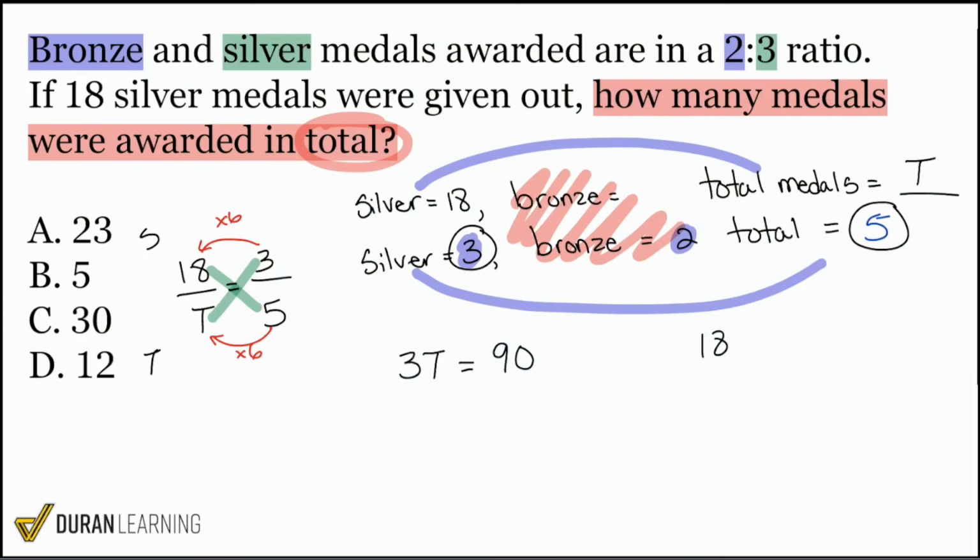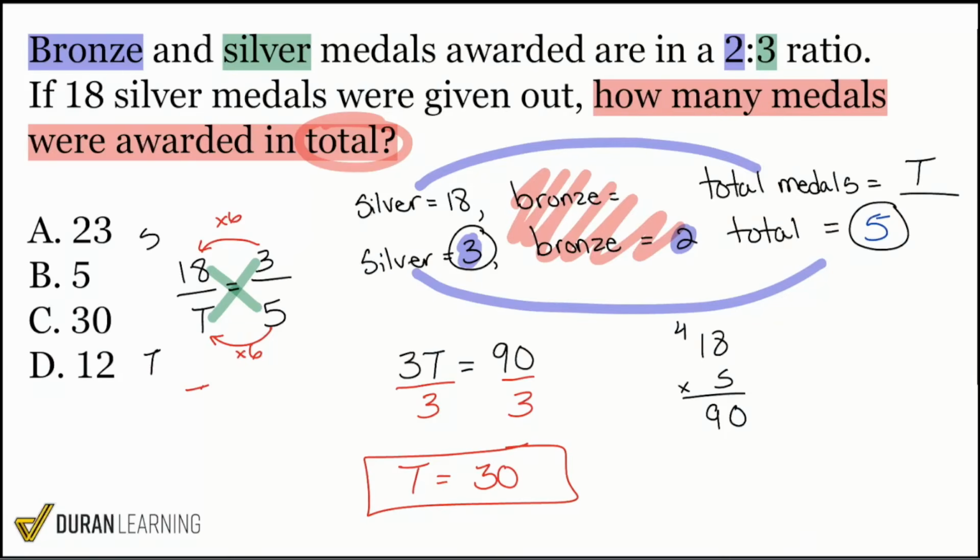And if you don't believe me, no worries, I got you. 18 times 5, 8 times 5 is 40. Carry the 4. 1 times 5 is 5. Carry the 4 is 9. So then we have 3t equals 90. And from there, we can divide both sides by 3. And we still get that same correct answer, t equals 30. Either way, we're still good, but that gives us the true total.